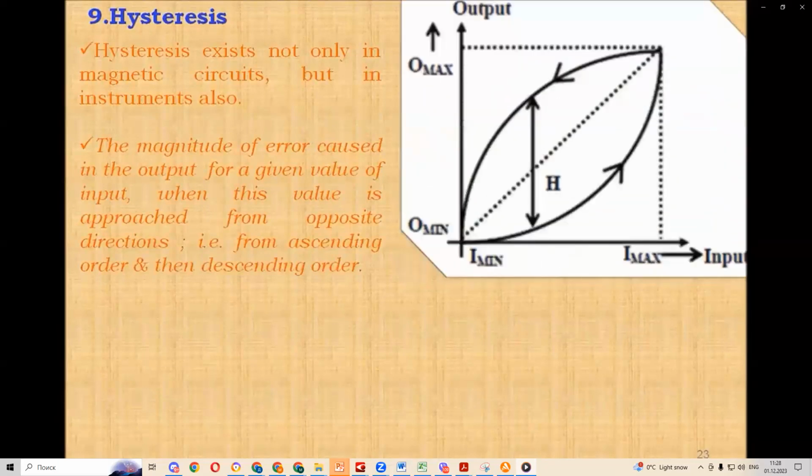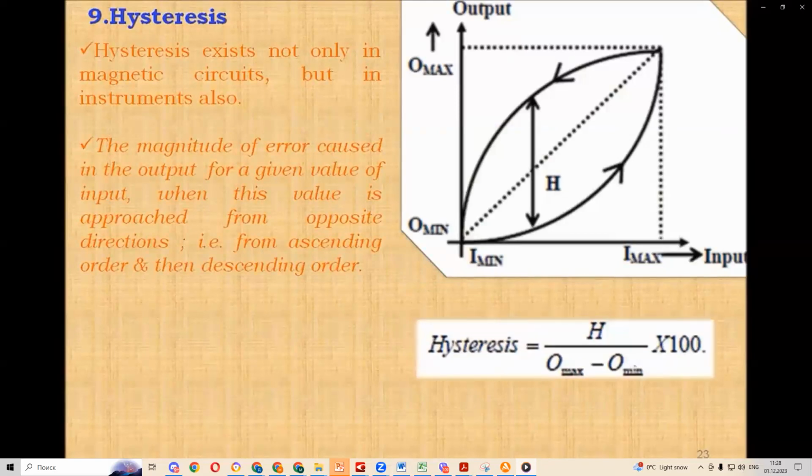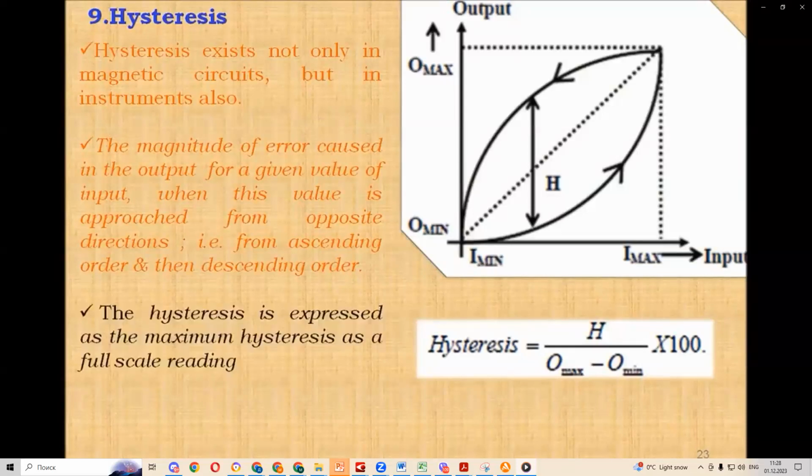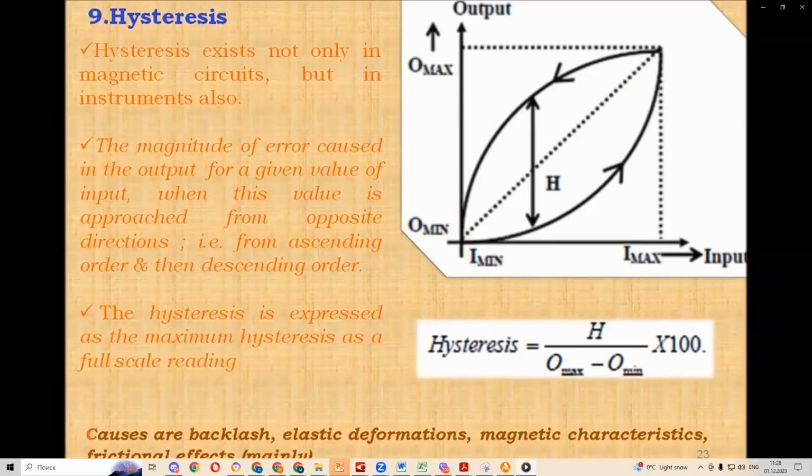For example, as shown in the figure, the deflection of a diaphragm-type pressure gauge may be different for the same pressure, one curve for increasing and the other for decreasing. The hysteresis is expressed as the maximum hysteresis as a percentage of full-scale reading. Causes of hysteresis are backlash, elastic deformations, magnetic characteristics, and frictional effects.